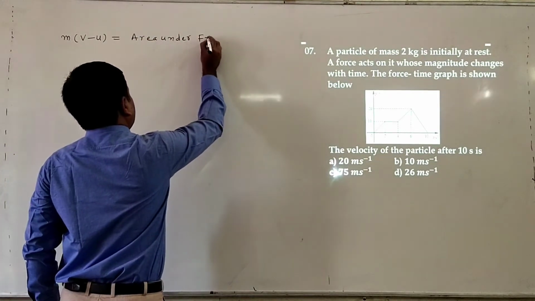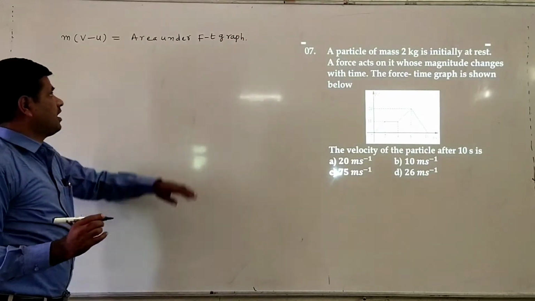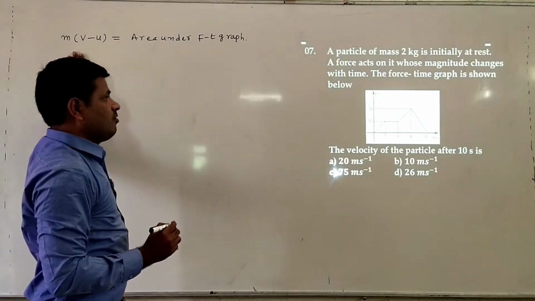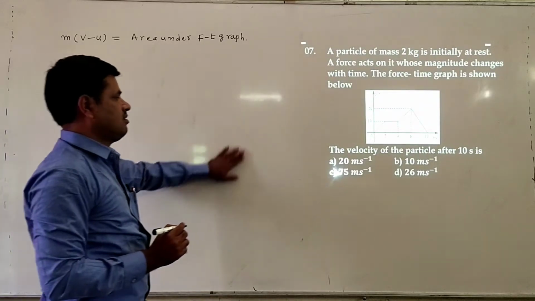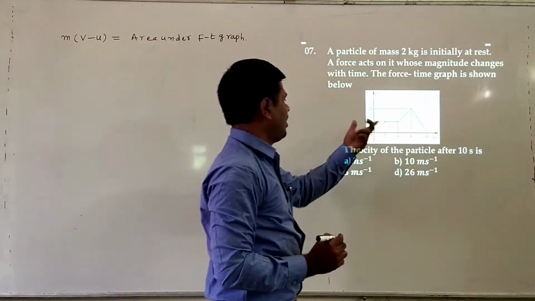Area under the force and time graph. The area under the force and time graph represents the change in momentum, or impulse. It is called that. Now, this area under the graph is what we have to find here.